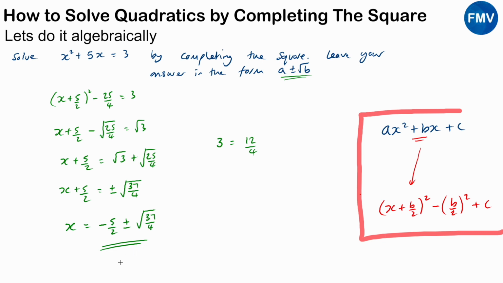There are two solutions there. X is equal to minus 5 over 2 plus the square root of 37 over 4, or x is equal to minus 5 over 2 minus the square root of 37 over 4. So we have solved this quadratic by completing the square.